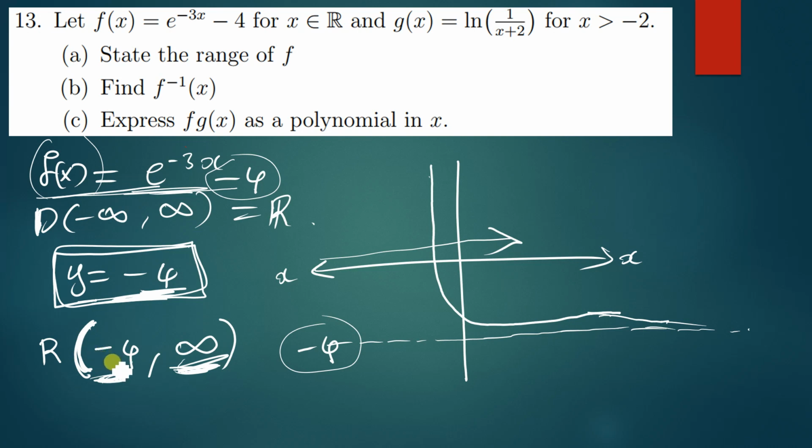So if -4 was part of the solution, we would have used the square brackets according to the rules of interval sets. So this is exactly what you're supposed to get as the range. You just get the horizontal asymptote there, then you write it there. Make sure that you use this type of bracket.